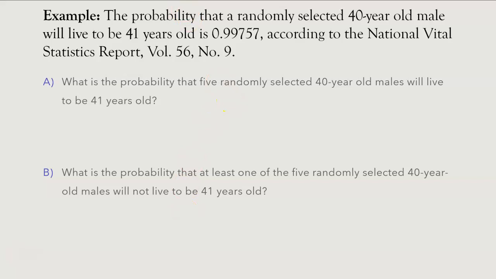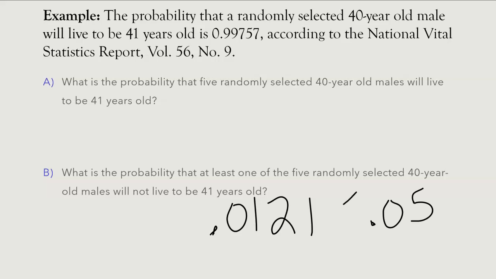On the last part of that problem, I ended up deleting it, but the answer was 0.0121. Another question it might ask you is, is this unusual? The number we want to use as our standard is 0.05, and this number is less than 0.05. So we would consider this unusual. Remember we talked about probabilities less than 0.05 being considered unusual.